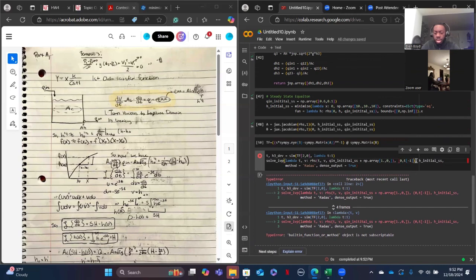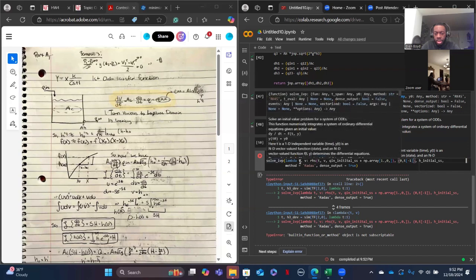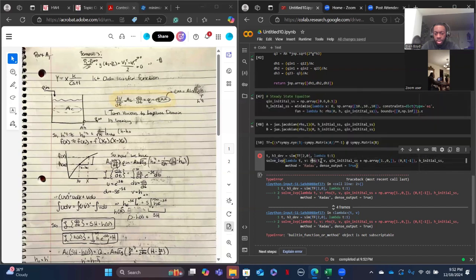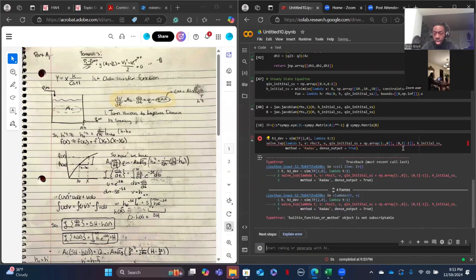It's not this. It's not my T. No, it has to be in parentheses. What's the problem? Lambda T and our height, and our right hand side, the time and height, and then we have our Q initial steady state plus the given extra flows. Oh, because I put a comma. That's not it. Dang, I thought I had it.